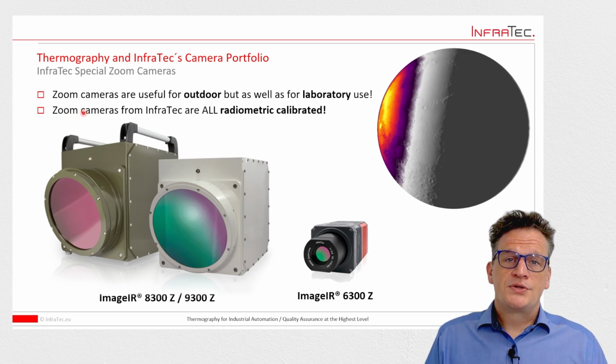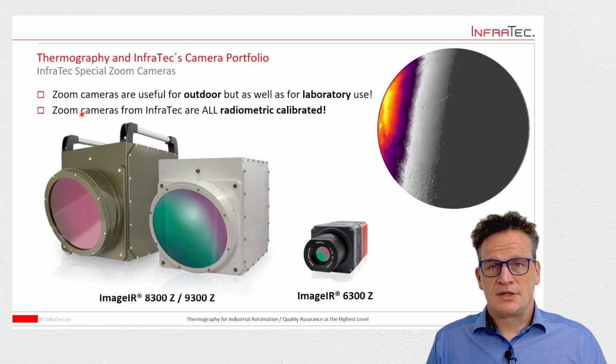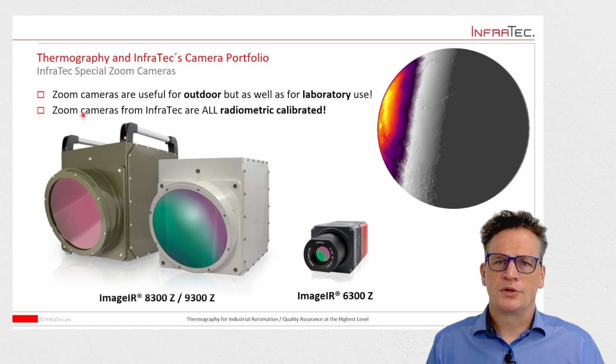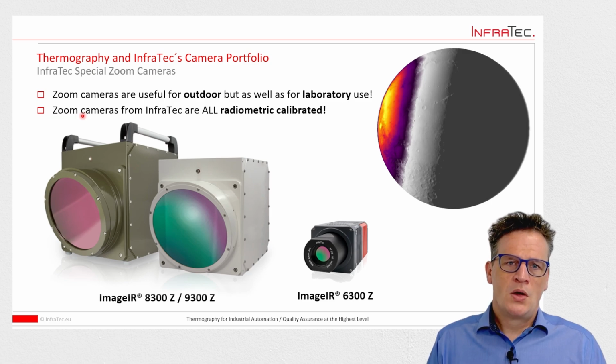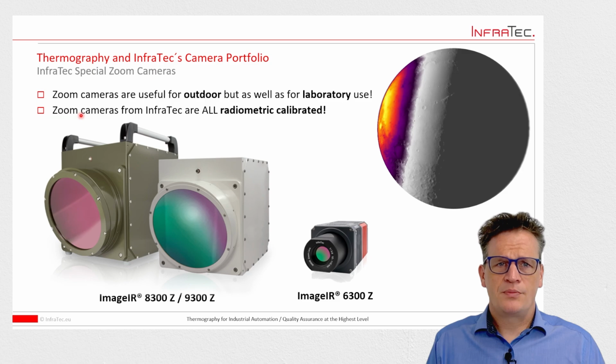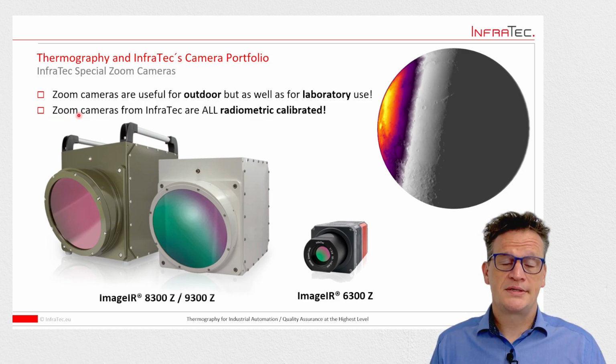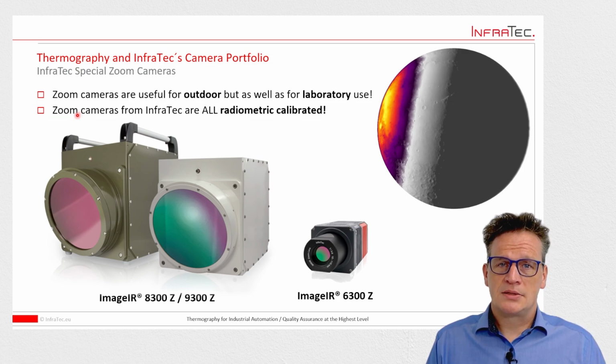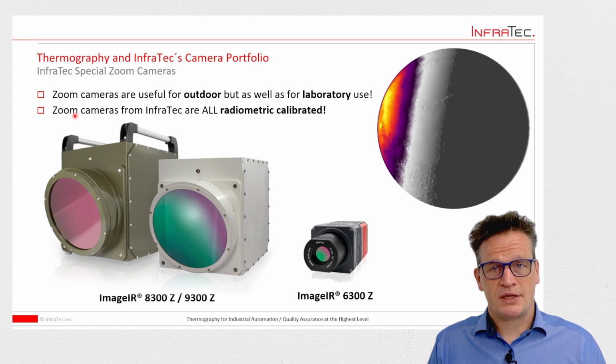These are not only suitable for outdoor applications such as border surveillance or early fire detection, but also for laboratory or production use. All zoom cameras are radiometrically calibrated, meaning they provide precise temperature data even over long distances. This allows for both large-scale observation and detailed inspection, without switching the cameras.